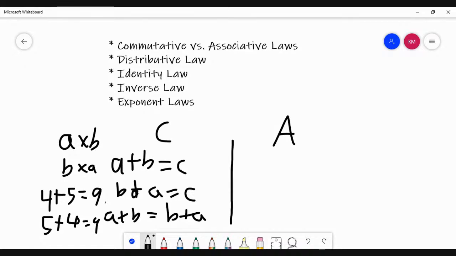Do you guys have any questions about commutative? It's 9. Both.